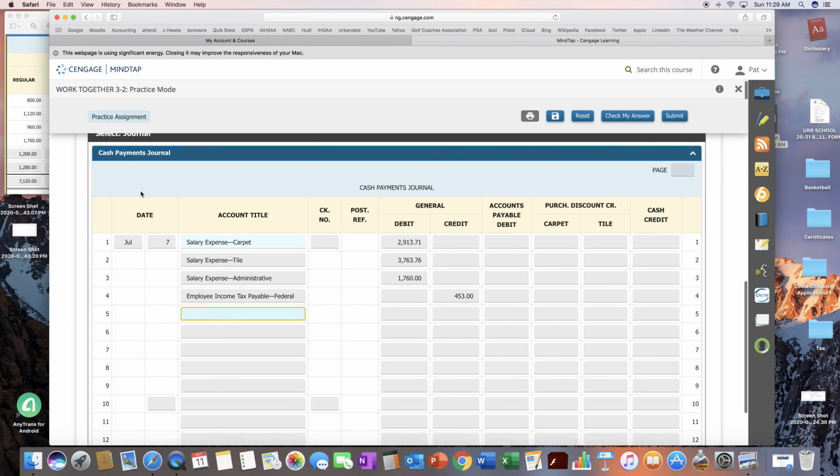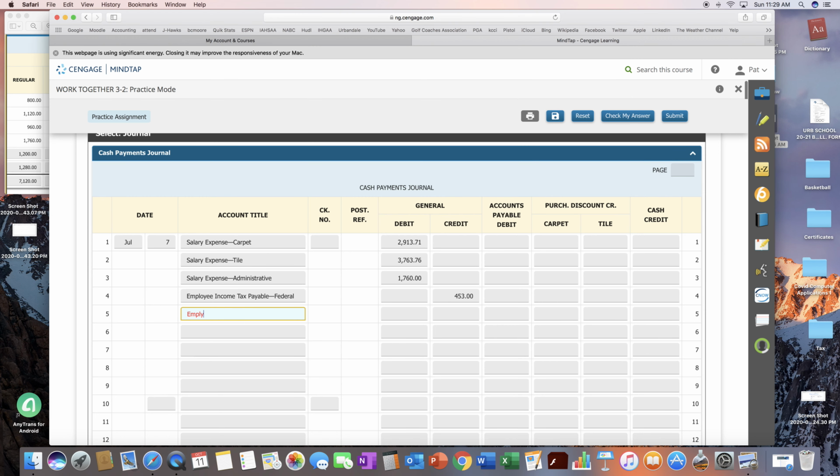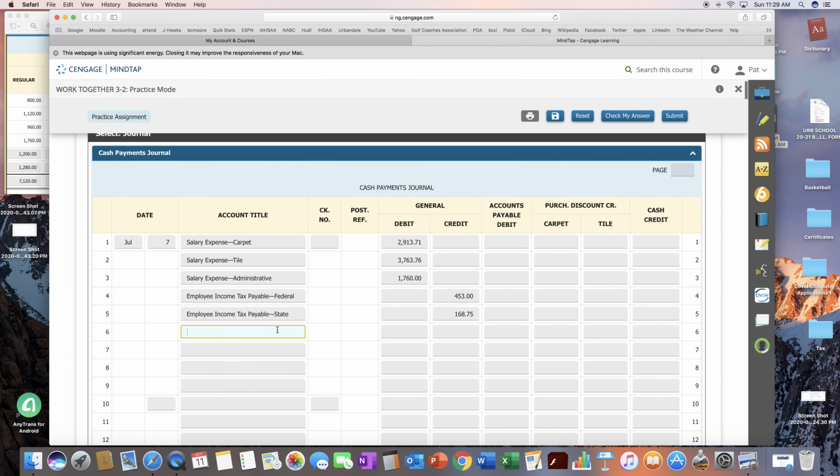In our payroll register, state income tax is something we're going to be paying. It's 168. It is also going to be called employee income tax payable state for that amount that we found in the payroll register. So a lot of this is already done. We just have to know where to grab it from. The next one in the payroll register is Social Security tax for 523.13. So we'll call that Social Security tax payable. That's an easy one.